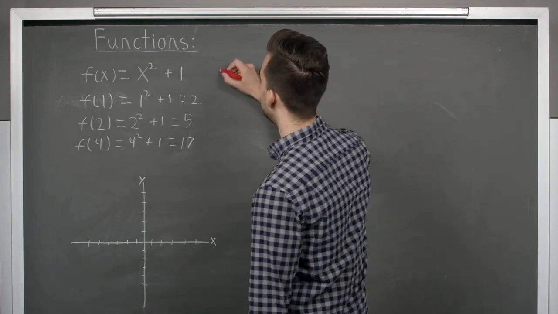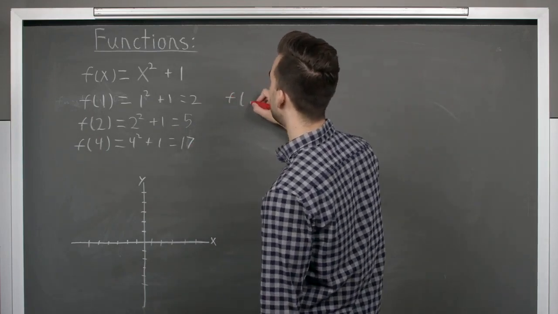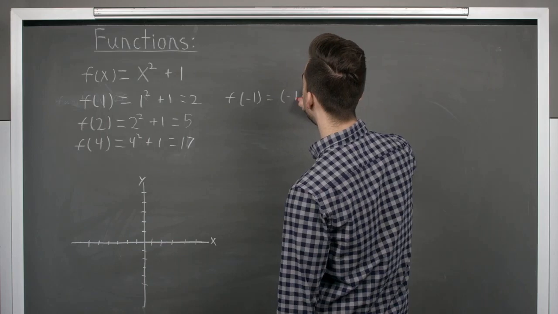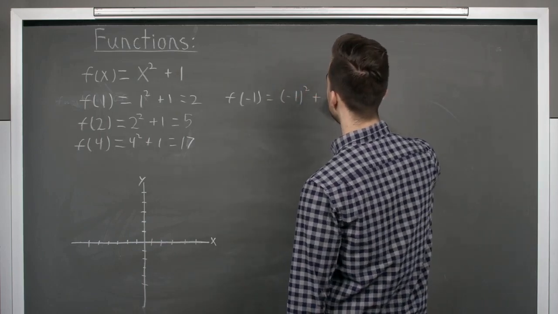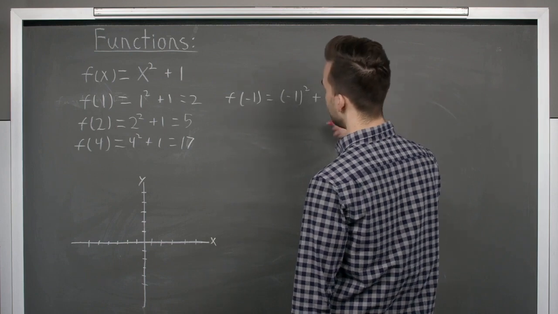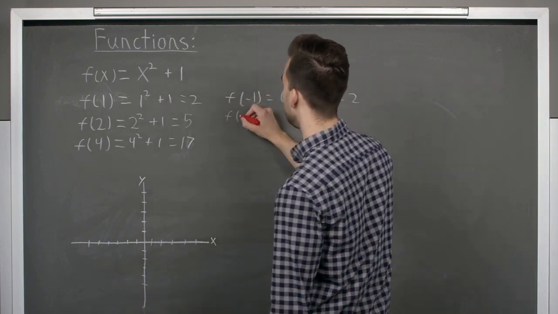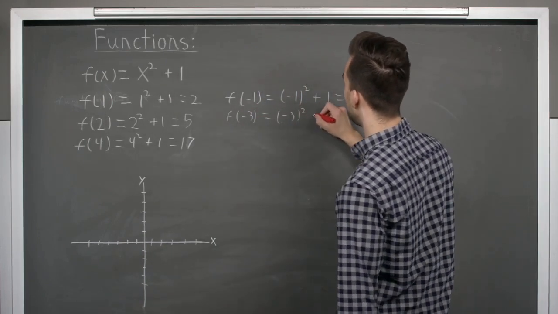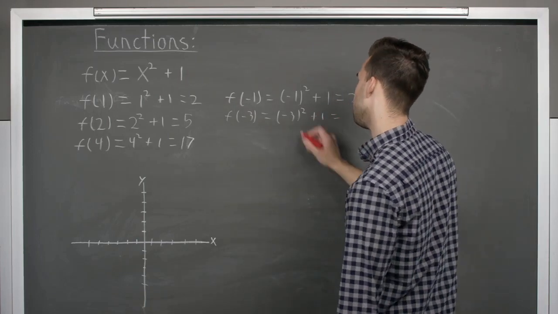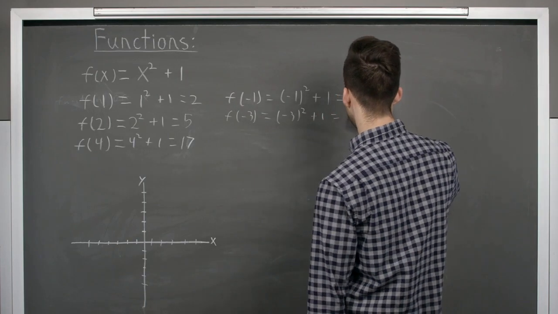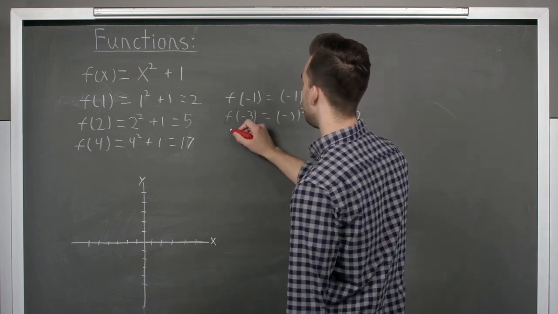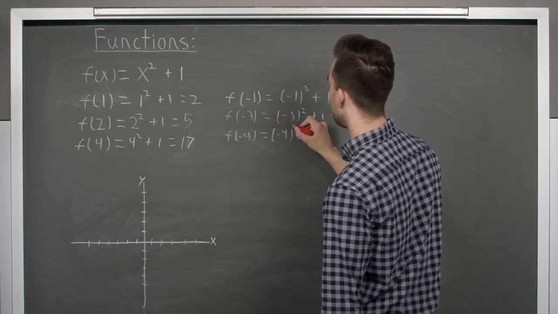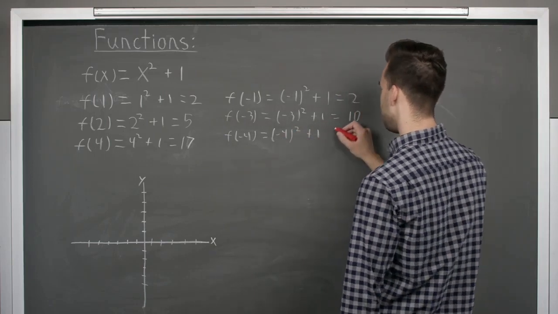And then let's try negative 1. If we plug in negative 1, that gives us negative 1 squared, which is positive 1, plus 1 equals 2, right? And then let's do negative 3. That gives us negative 3 squared plus 1, so negative 3 squared is 9, plus 1 is 10. And let's do negative 4: negative 4 squared plus 1 gives us positive 16 plus 1 is 17.